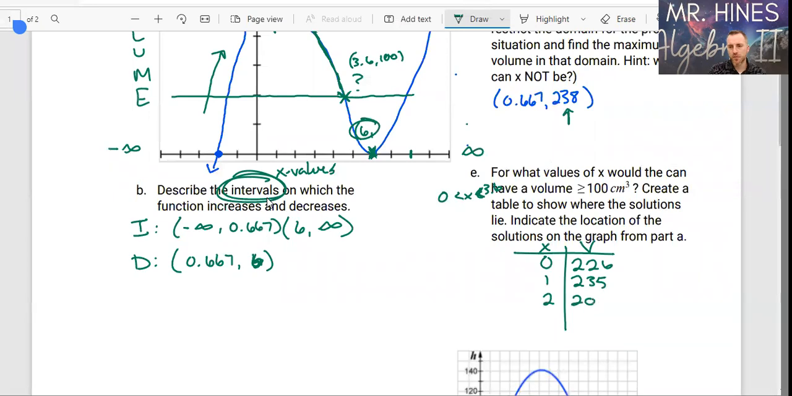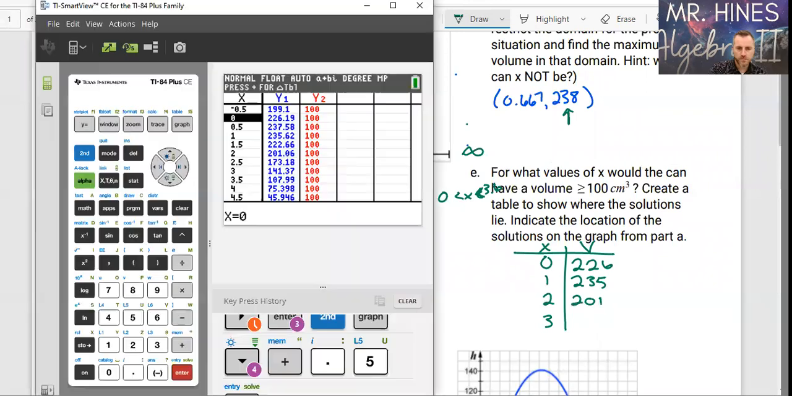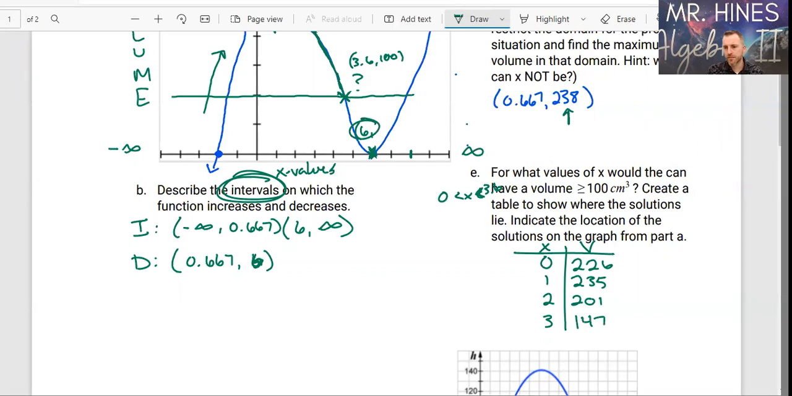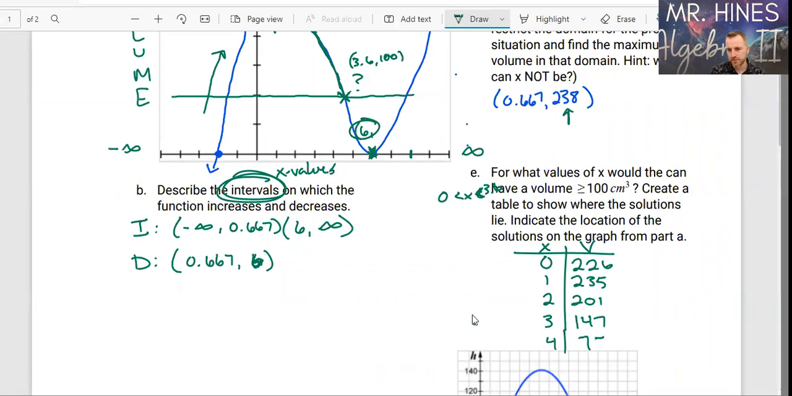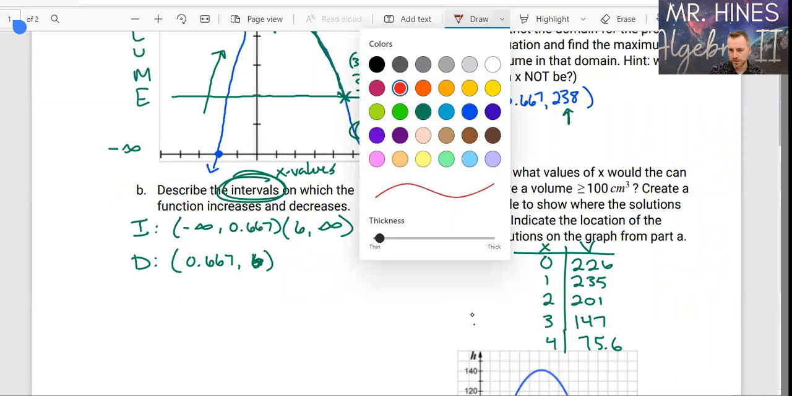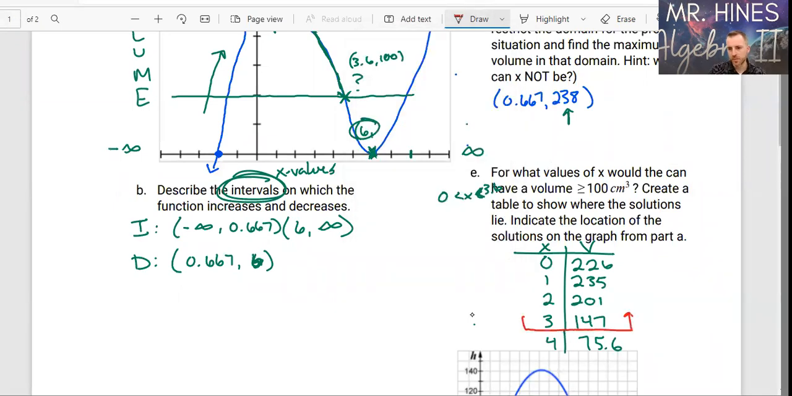So we'll do 2, 201, 3, 147. So all these numbers, you see the volumes are greater than 100. And then when we get to 4, it says the volume is 75.4. So what I'm going to do is draw a line and show, okay, so somewhere in here, we want values that are somewhere in between 3 and 4, all the way down to 0. And we can have a volume greater than 100.